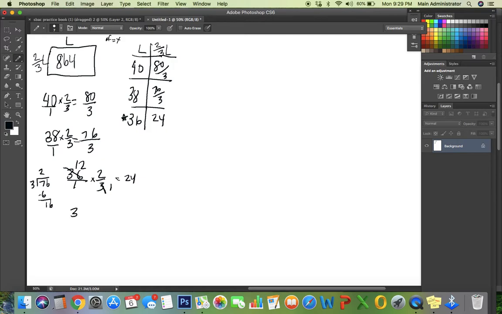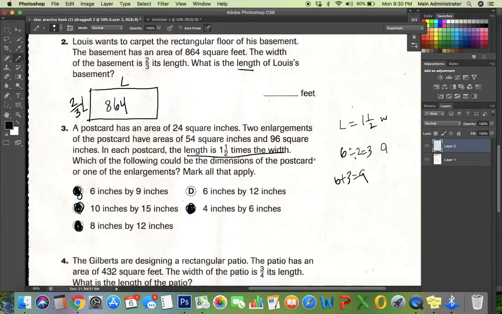So 36 times 24. 6 times 4 is 24. 12, 13, 14. 0 is a placeholder because I'm done with the 4. Now 2 times 6, which is 12. 2 times 3, which is 6. 1 more is 7. Ooh, yes, look at that. It does work. So the question says, what is the length? The length is 36.